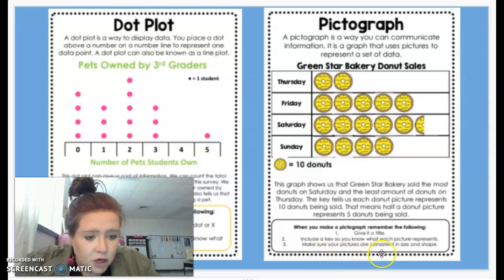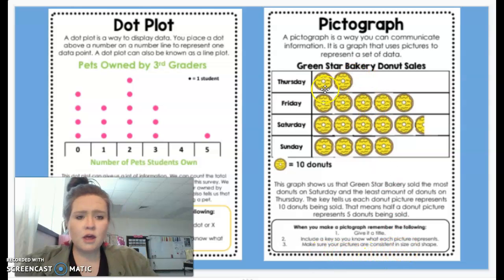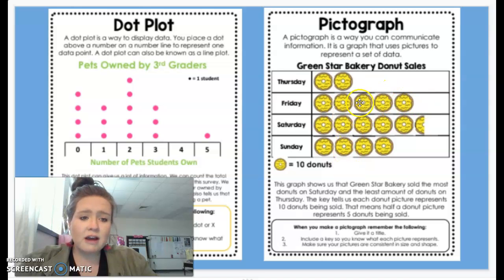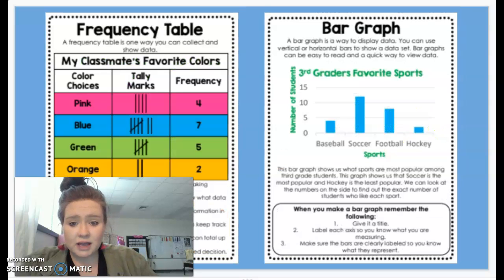Make sure your pictures are consistent in size and shape. That is really important. You notice that every donut is the same size. They're all lined up. The first 10 donuts, they're all in a line. As you move down your bar graph, they're all in a line. They're all consistent in size and shape, except the one that is only half of a donut.